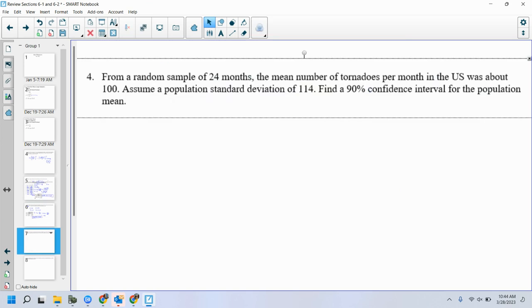Number four. From a random sample of 24 months, the mean number of tornadoes per month in the U.S. was about 100. Assume population standard deviation to be 114. Find a 90%... Oh, you know what's interesting here? Do I tell you that this is normally distributed?